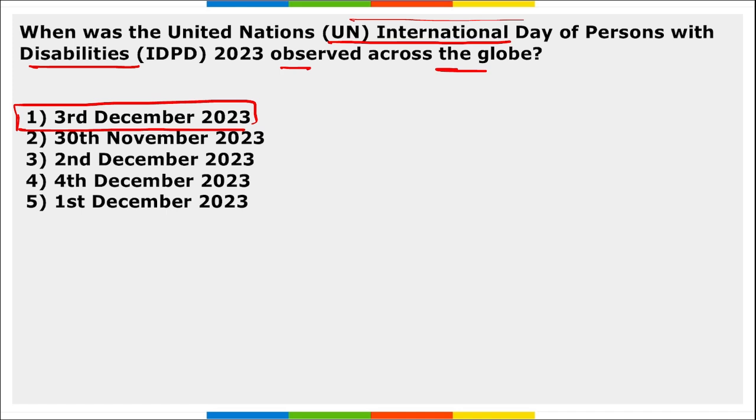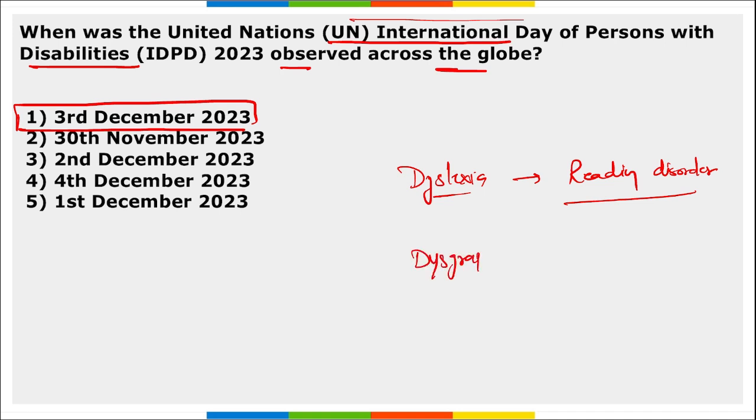Some of them you can remember, as a question can be asked on this. Just an example, such as dyslexia. Dyslexia is your reading disorder, right? Reading disorder. Dyslexia. Dysgraphia. What is dysgraphia? A problem in writing. Dysgraphia, right?